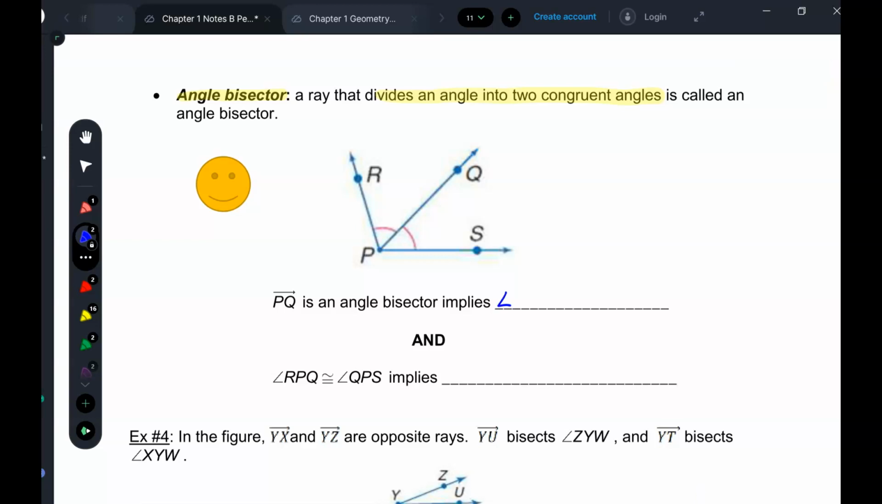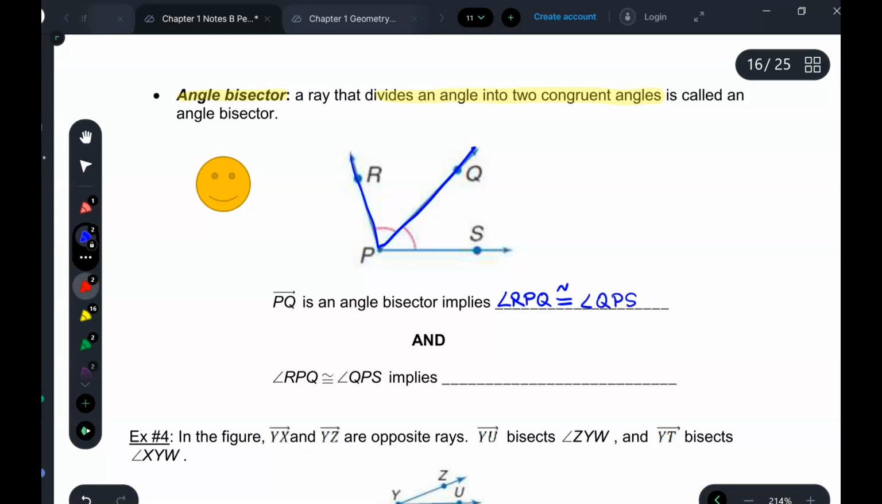What do you think? RPS is one, or RPQ, excuse me. Because look, it's RPQ, and then RPS. Oh, and then you can do RPS too. How about QPS? QPS also.